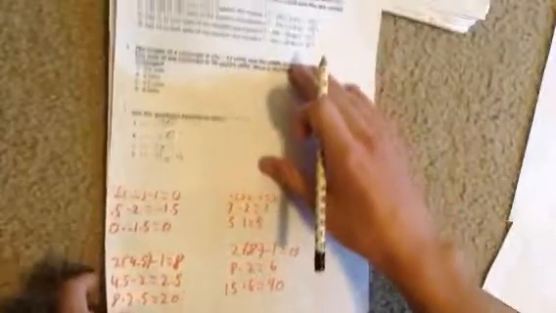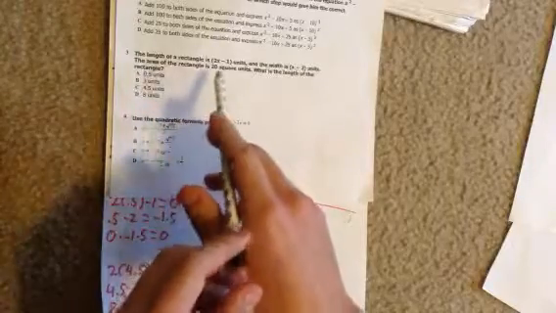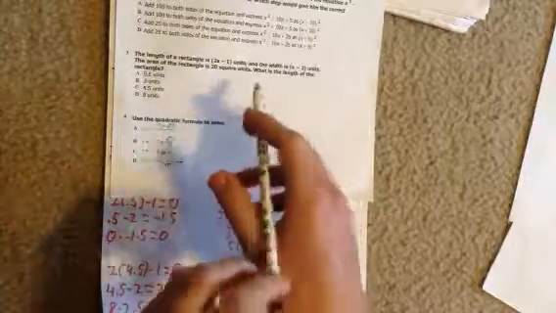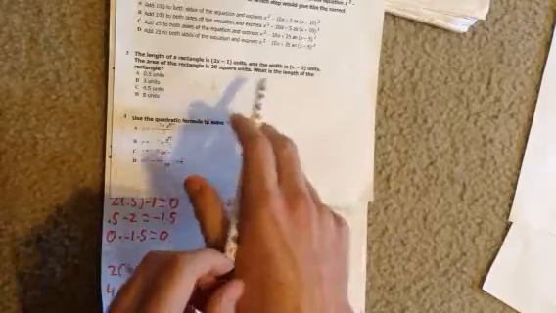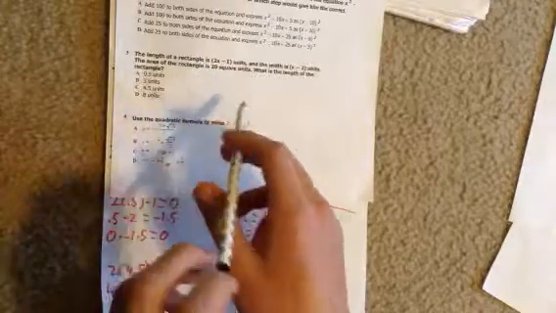For number 3, it asks, the length of a rectangle is 2x minus 1 units, and the width is x minus 2 units. The area of the rectangle is 20 square units.